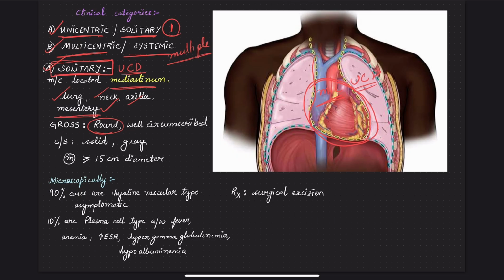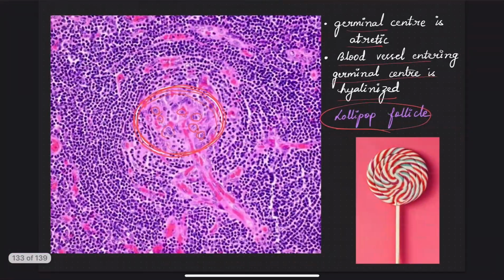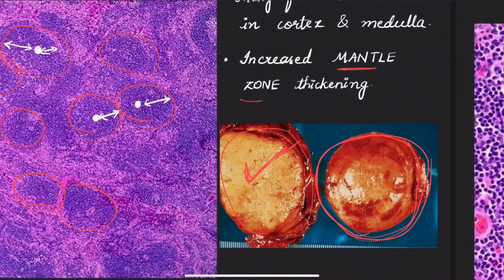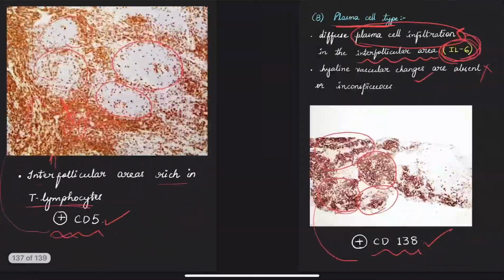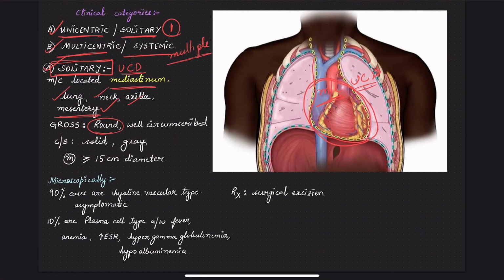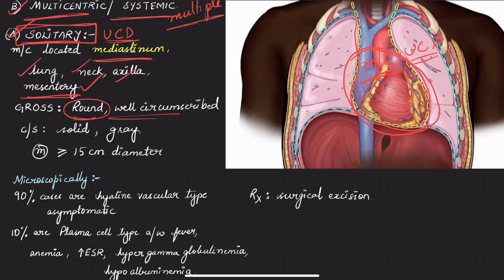Grossly, it looks like the gross image I have shown you in the hyaline vascular type. So these are round and well circumscribed, with a solid cut section. The cut section can be gray, and mostly these are large in size, more than or equal to 15 centimeters in diameter when you cut it.